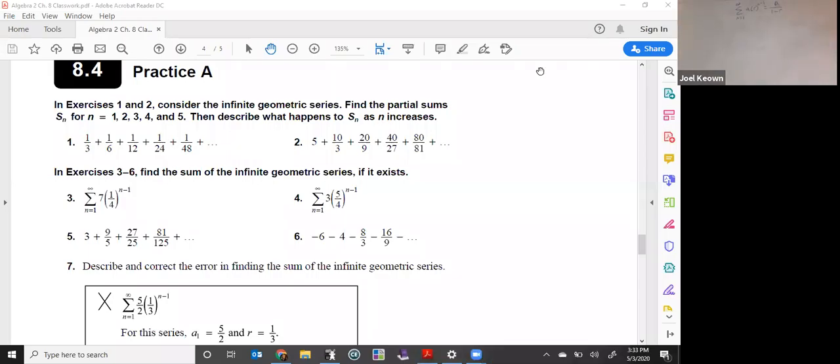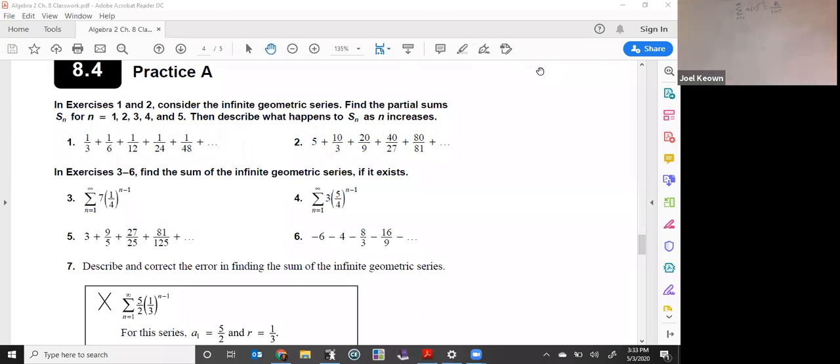So we actually find 8.4, sum of infinite geometric series. What does that mean? Sum means you're adding stuff together. Infinite means it goes on forever. Geometric, remember, means there's a pattern, and the pattern is I keep multiplying by the same number over and over and over again. And of course, series is just adding all the terms of my pattern.